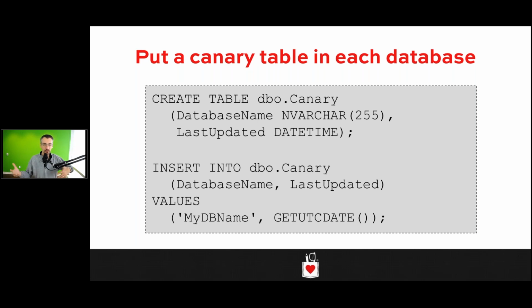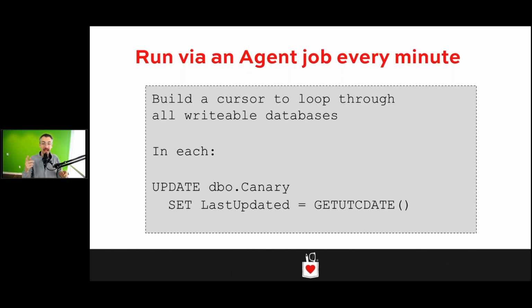There's this basic old thing where if you were in a coal mine, you would bring a bird down into the coal mine, and if the bird died, that meant there was too much CO2 in the air, and you had to get out of the coal mine as quickly as possible. I'm going to create a Canary table inside my database, and it's only going to have one row. It's just going to have the database name and the current date time. And then I'm going to set up an agent job that updates that record every minute.